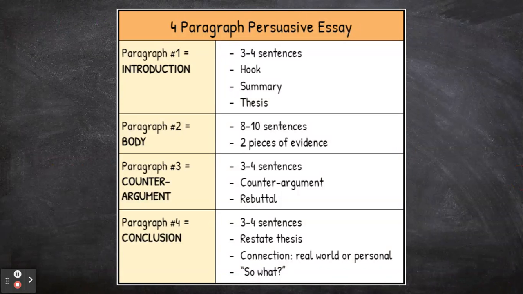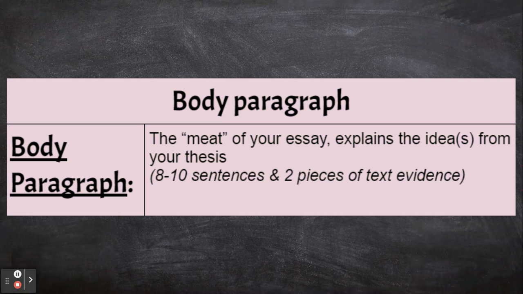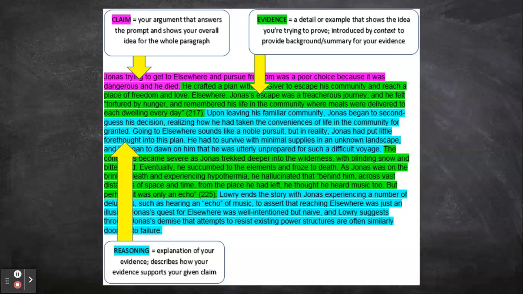It's in the middle of your essay, kind of. What is the body paragraph? It is the meat of your essay. It explains the ideas from your thesis. This is really where you prove your thesis, and you do so by using evidence. The body paragraph should be 8 to 10 sentences and 2 pieces of text evidence. That sounds familiar. It should sound familiar because it's just like a regular old-fashioned paragraph in color writing.